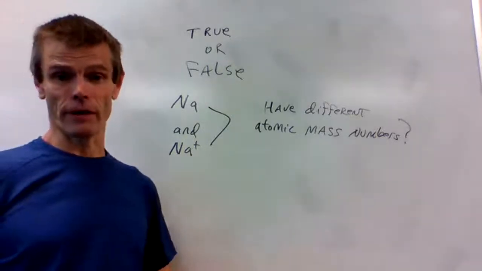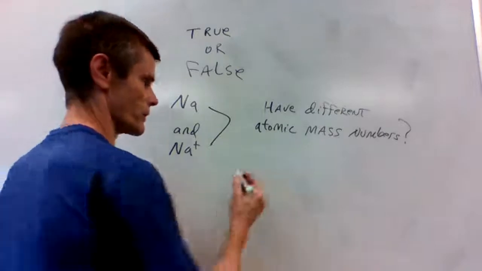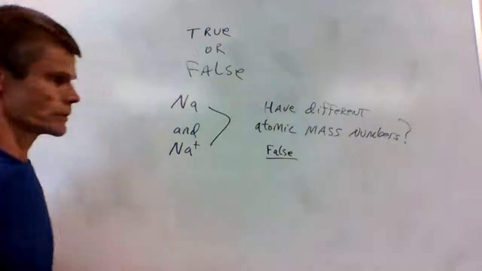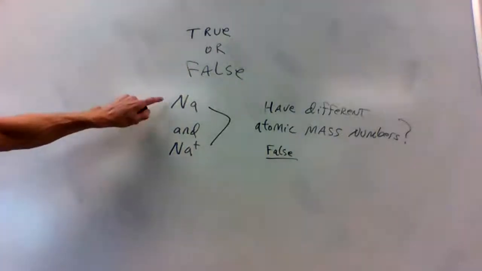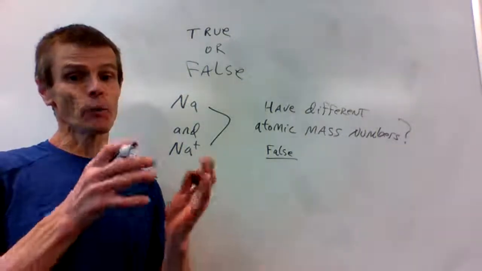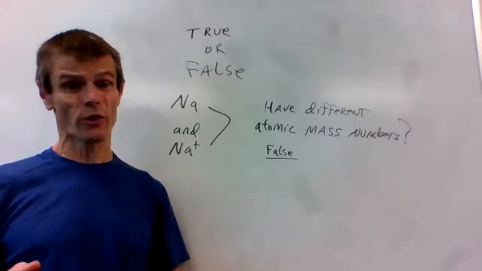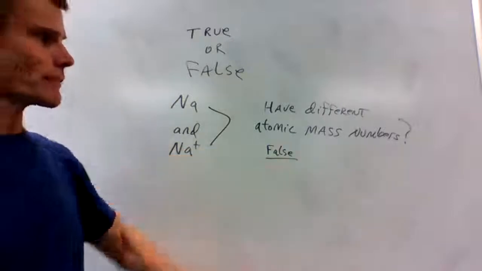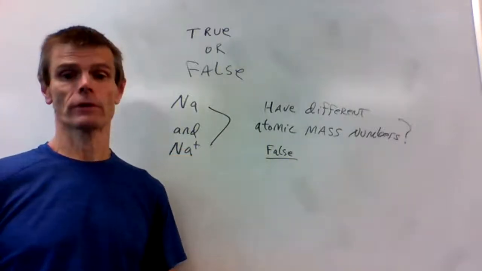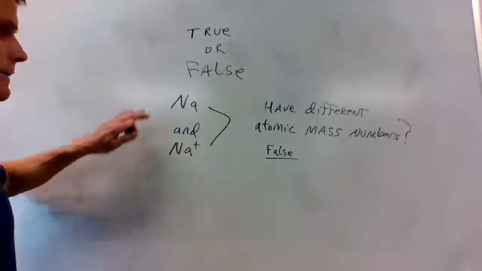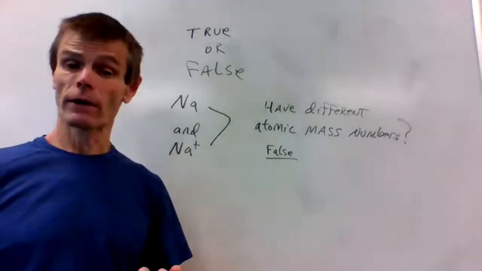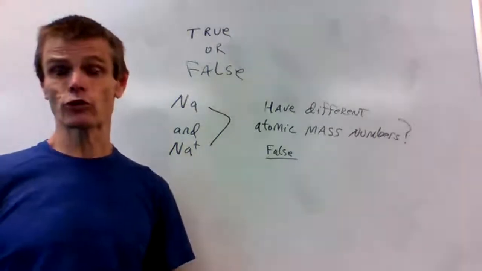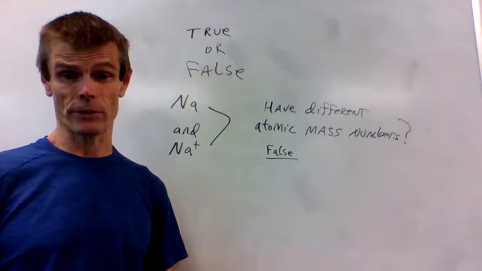Stop the video. You can think about it. That would be false. The reason is they have the same number of protons, and without additional information, we don't know how many neutrons. So without that additional information, we would have to say that that statement is false. So cations and the formation of an ion from a particular element doesn't necessarily mean that these two species are going to have different mass numbers.